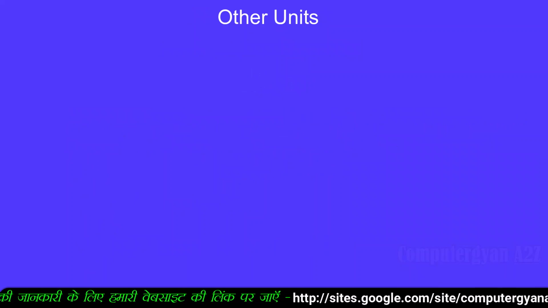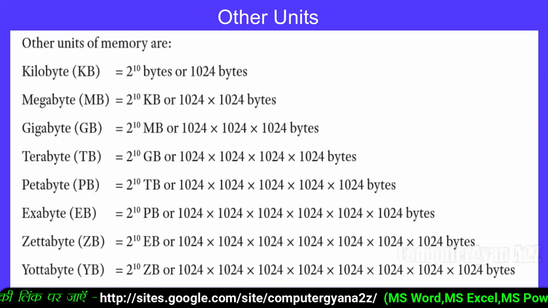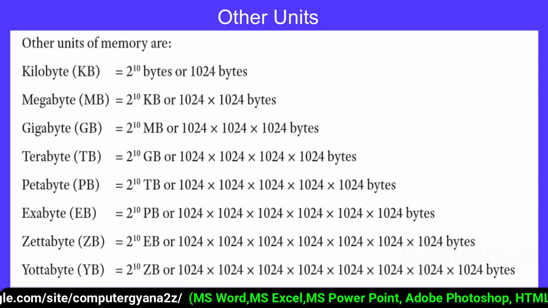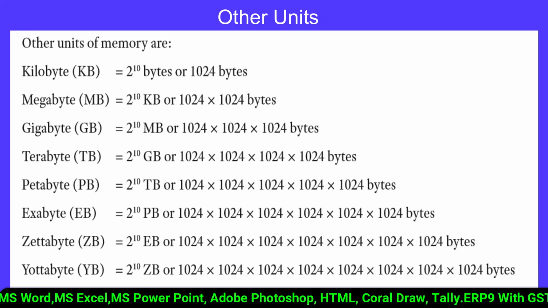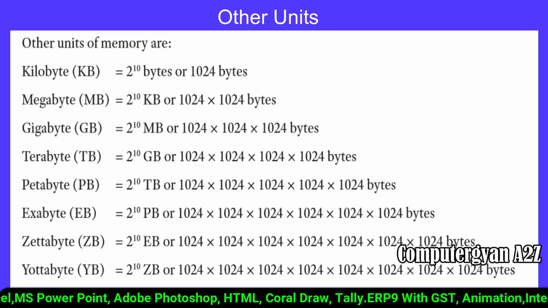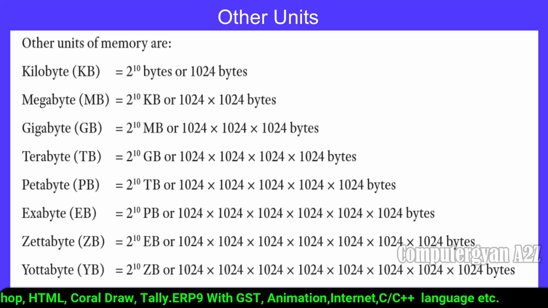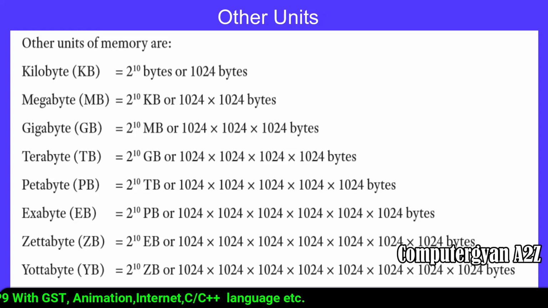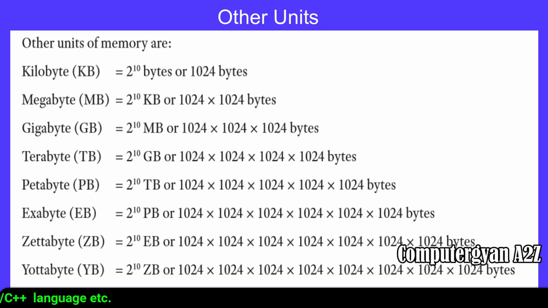Dear students, you can see here on the screen other units of memory. Kilobyte, KB, is equal to 2 to the power 10 bytes. Megabyte is equal to 2 to the power 10 KB. Gigabyte is equal to 2 to the power 10 MB. Terabyte is equal to 2 to the power 10 GB. Petabyte is equal to 2 to the power 10 TB. Exabyte is equal to 2 to the power 10 PB. Zettabyte is equal to 2 to the power 10 EB. Yottabyte is equal to 2 to the power 10 ZB.